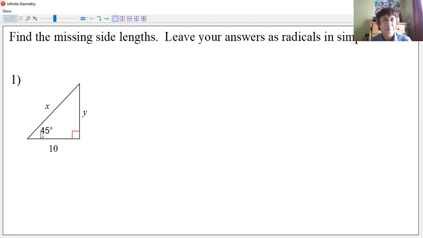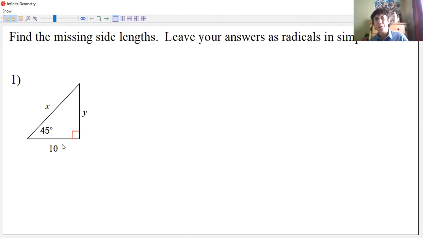It's 45, 45, 90. So if this is 45 and this is 90, then this must be 45, of course, to make the right triangle with the 180-degree measurement for interior angles. So these are the given. This 10 here is a leg, and that is supposed to be equal to this other leg here. So we can right away solve this, and the value of y here must be equal to 10.